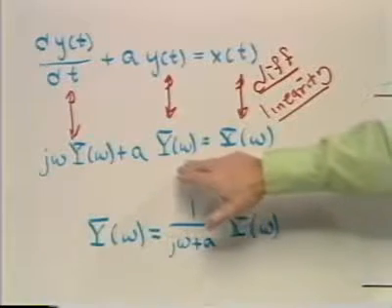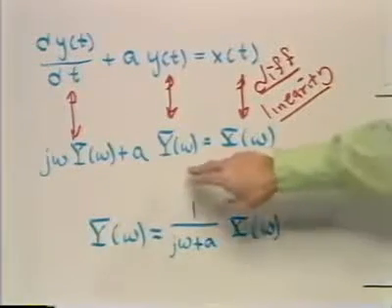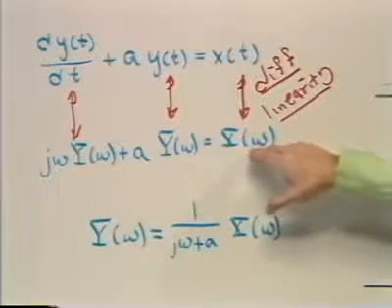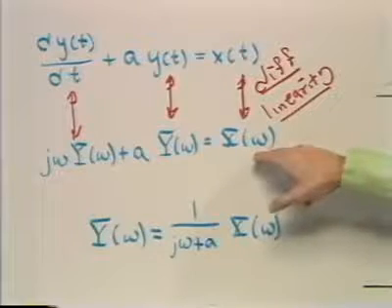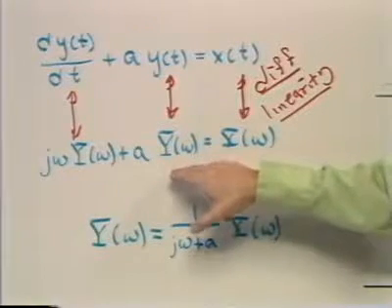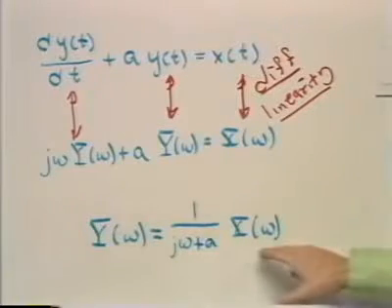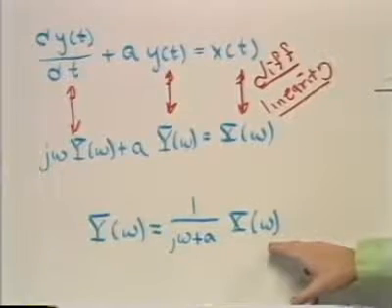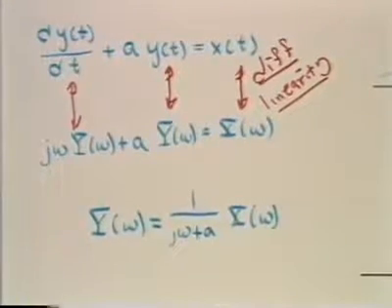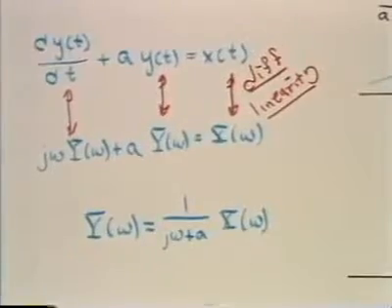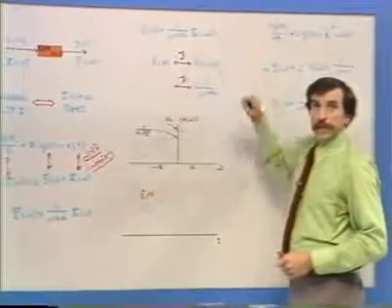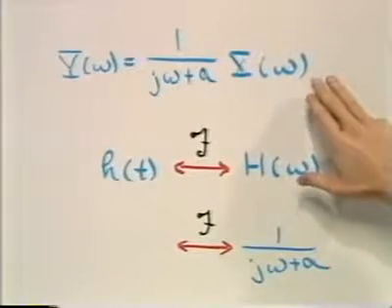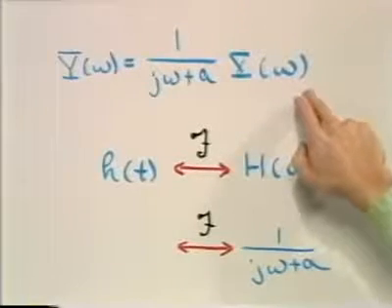All right, now we can solve this equation for y of omega, the Fourier transform of the output, in terms of x of omega, the Fourier transform of the input. And a simple algebraic step gets us to this expression. So the Fourier transform of the output is 1 over j omega plus a times the Fourier transform of the input. And I've just simply repeated that equation up here. Now, so far, this is algebra. And the question is now, how do we interpret this?